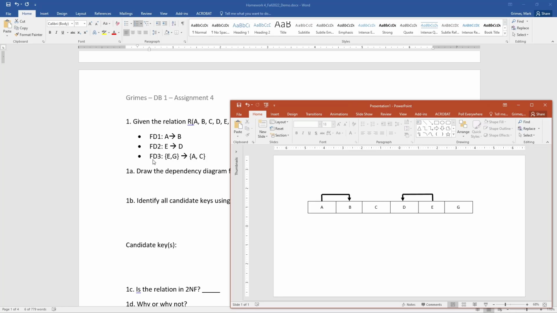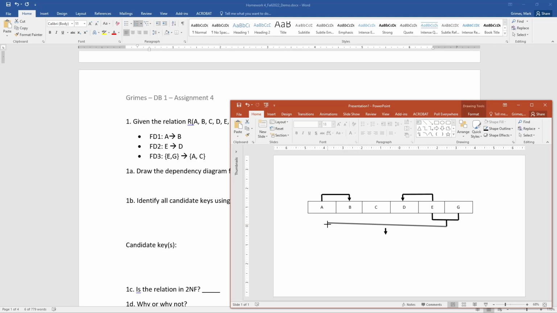All right, and then our third functional dependency, EG, functionally determines AC. So I'll once again just kind of paste this. And I'm just copying and pasting these segments so that I don't have to redraw them so often, and kind of dragging them into place. So for a composite determinant, I'm going to make it look something kind of like this.